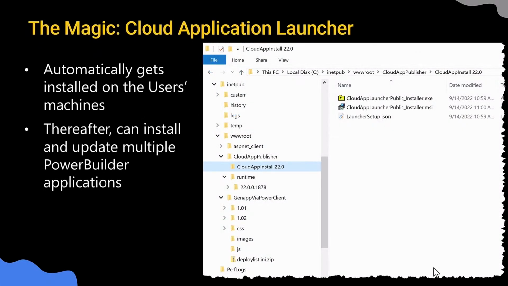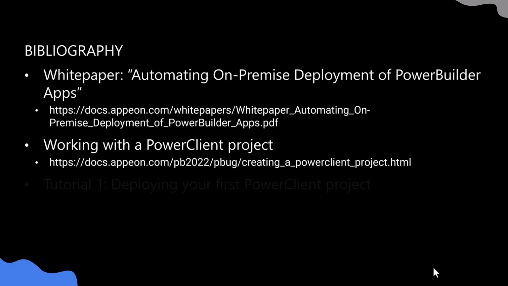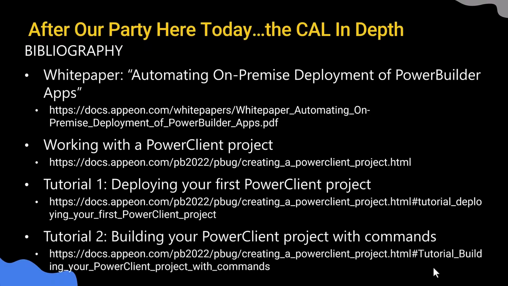So, the Cloud App Launcher itself automatically gets installed on the user's machines. Thereafter, once installed, it can install and update multiple PowerBuilder applications. And here, for your reference, is a bibliography once you're ready to go in depth.